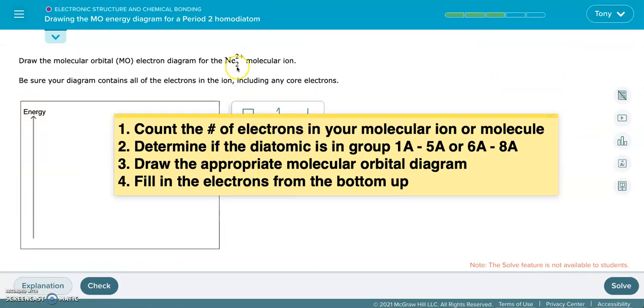So Ne2 with a 2+ charge. That's going to be 20 electrons minus 2 electrons, so 18 electrons. It is in group 6A to 8A. So make sure you've got the right structure, just like the one we just drew. Draw it out, and then fill in the electrons.